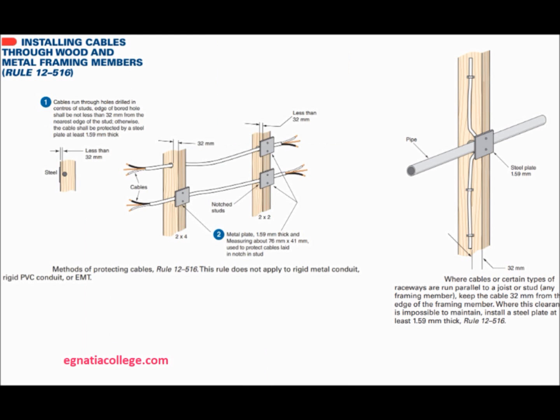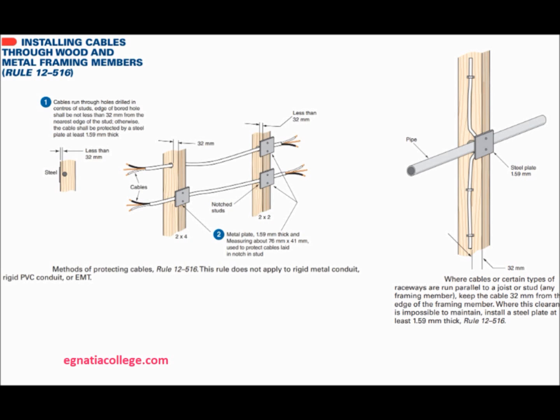Installing cables through wood or metal framing members. To complete the wiring of a residence, you must run cables through studs, joists, and rafters. One method is to run the cables through holes drilled at the approximate centers of wooden building members, or at least 32 mm from the nearest edge. Holes bored through the center of a standard 2x4 meet the requirements of Rule 12-516.